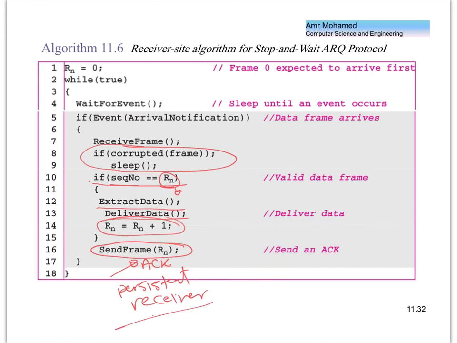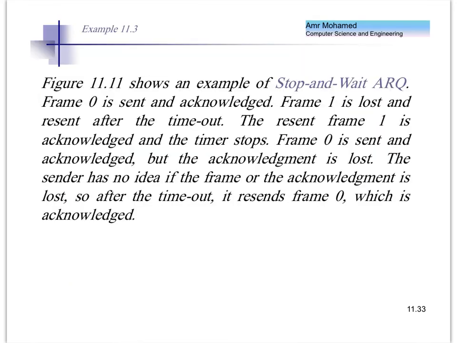Okay? So either the frame arrives duplicate or the frame arrives as new. In both cases, I have to send an acknowledgement. So anything I receive from the sender, I have to send an acknowledgement. Okay? Any question, guys, about this?